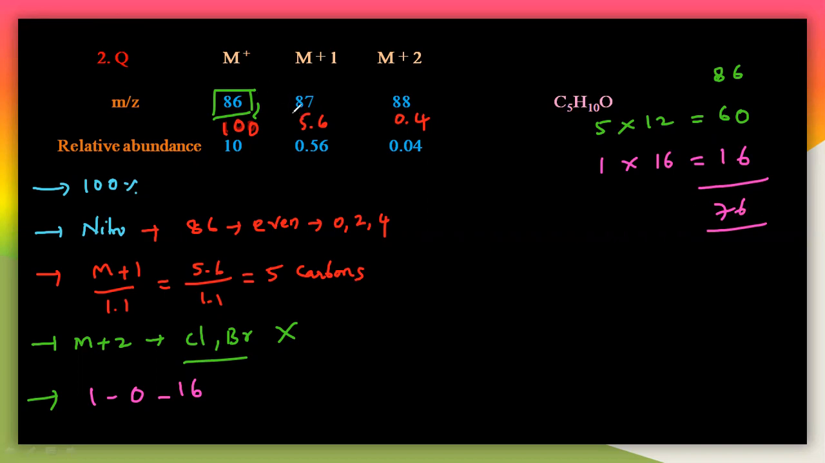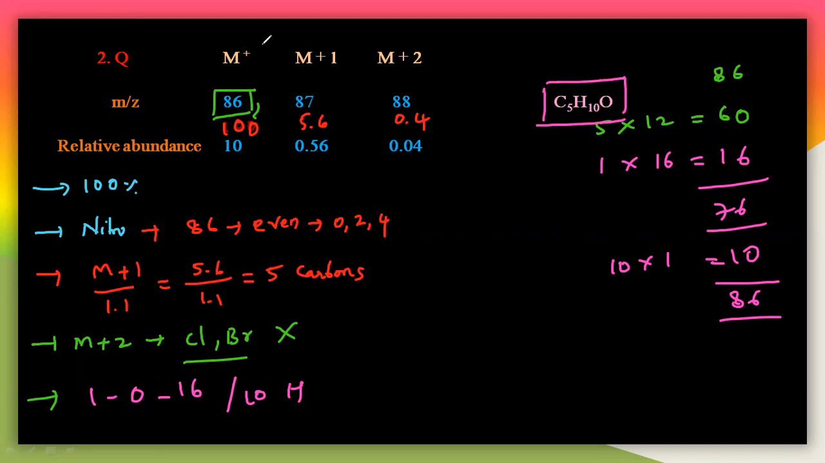The total mass which is 86. That means the remaining will be 10 hydrogens. So 10 into 1, you will get 10, and the total which is 86 here. So that means you can use one oxygen here and 10 hydrogens here. So finally you will get the formula which is C5H10O here. So this is the final structure for this.